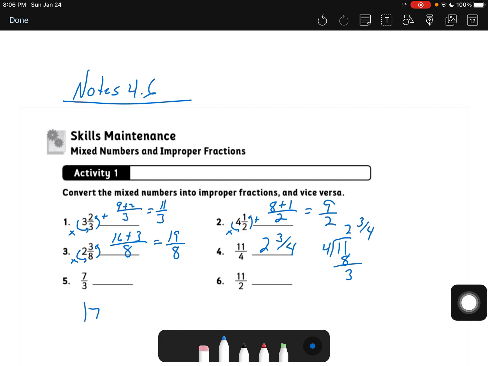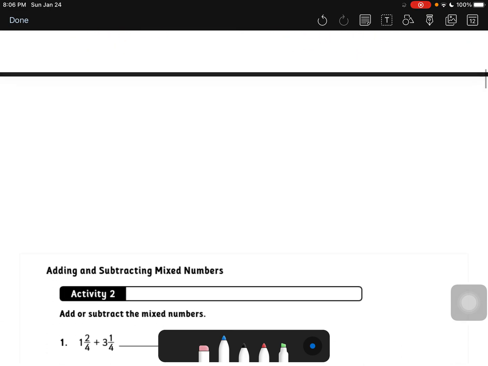Okay, 7 divided by 3. 3 can go into 7 twice, which is 6, and you have a remainder of 1, so that's 2 1/3. And number 6, 11 divided by 2. 2 goes into 11 5 times, and that would be 10, so we have a remainder of 1, so that would be 5 1/2. Okay, so that's stuff we've done before.